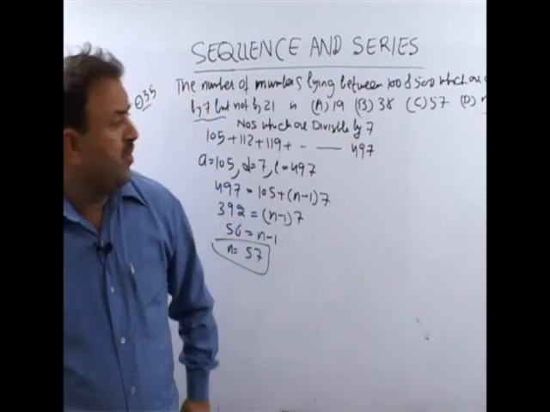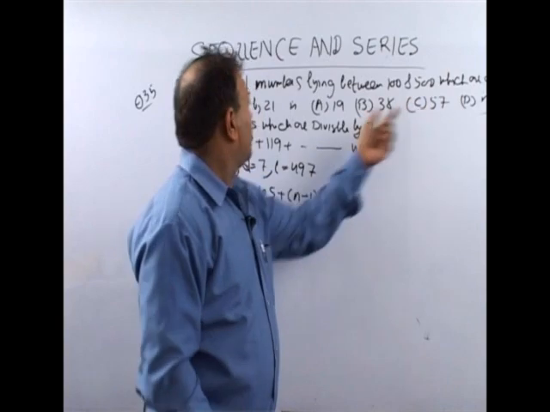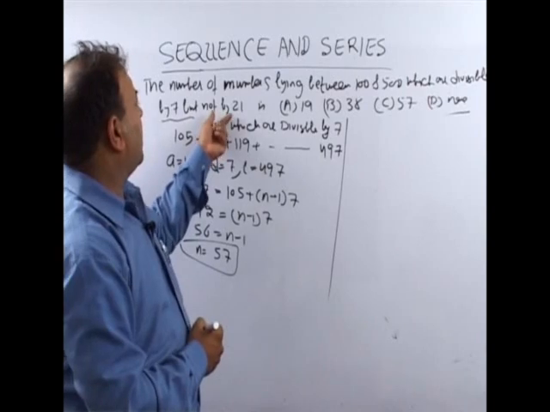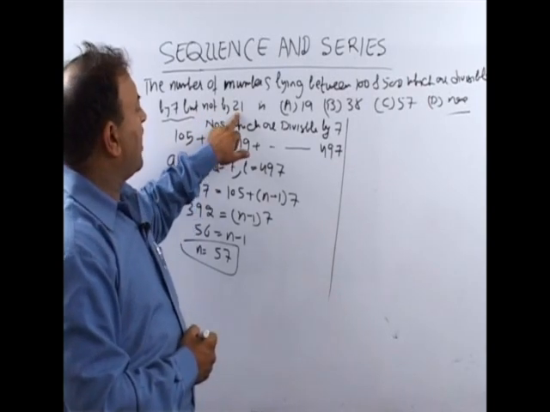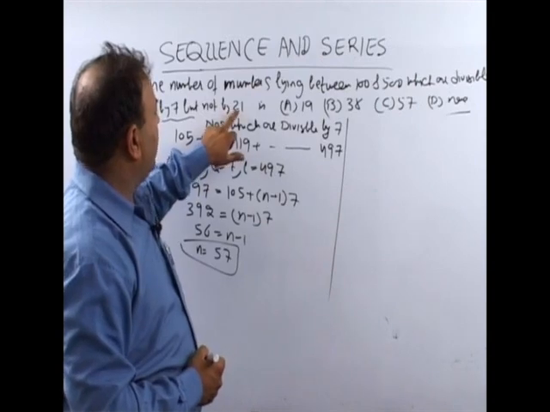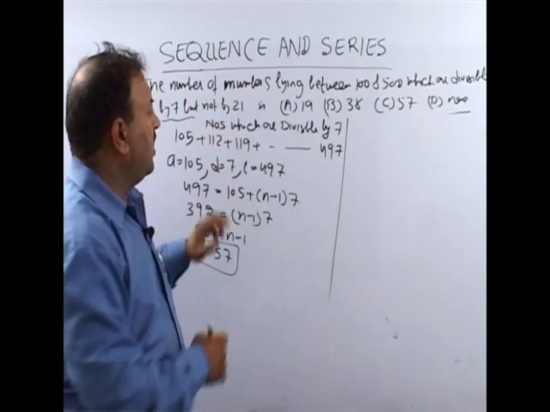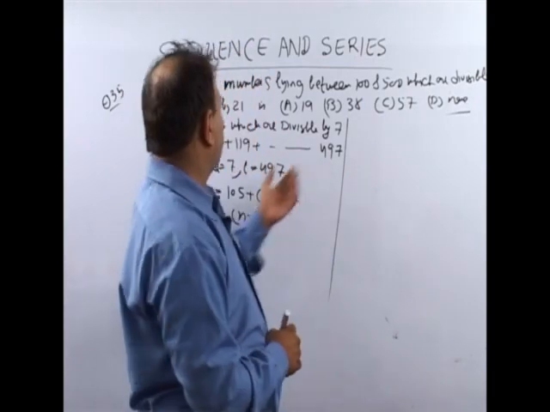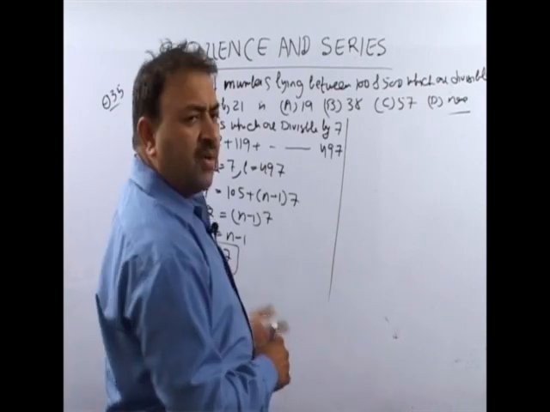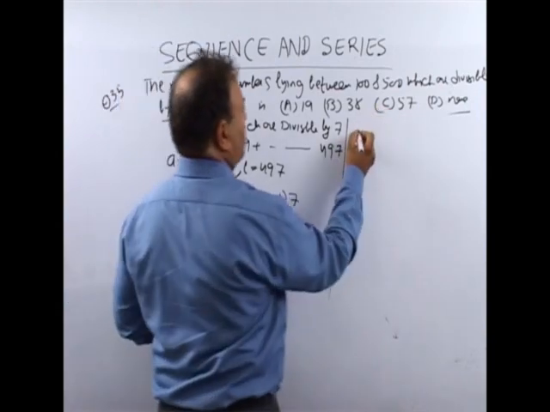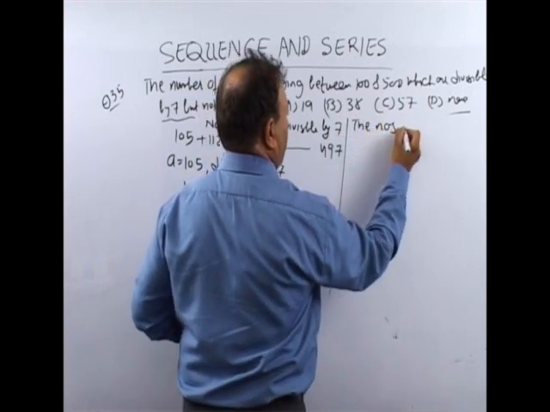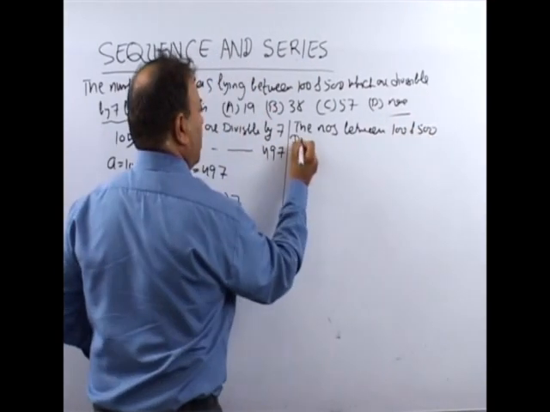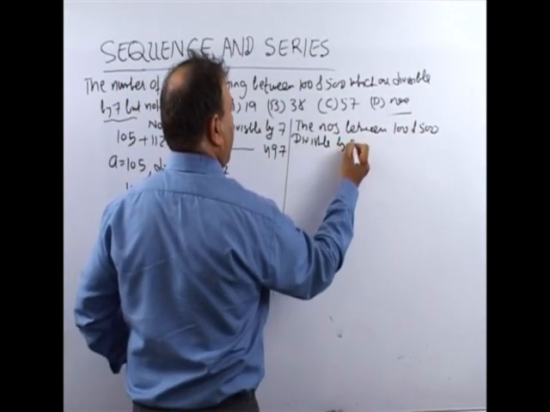Now we find out the numbers which are not divisible by 21. Since 21 is a multiple of 7, those divisible by 21 are already included in this count. So for the numbers not divisible by 21, we find the numbers divisible by 21 and subtract that number of terms from the total. So the numbers between 100 and 500 divisible by 21: which ones will they be?